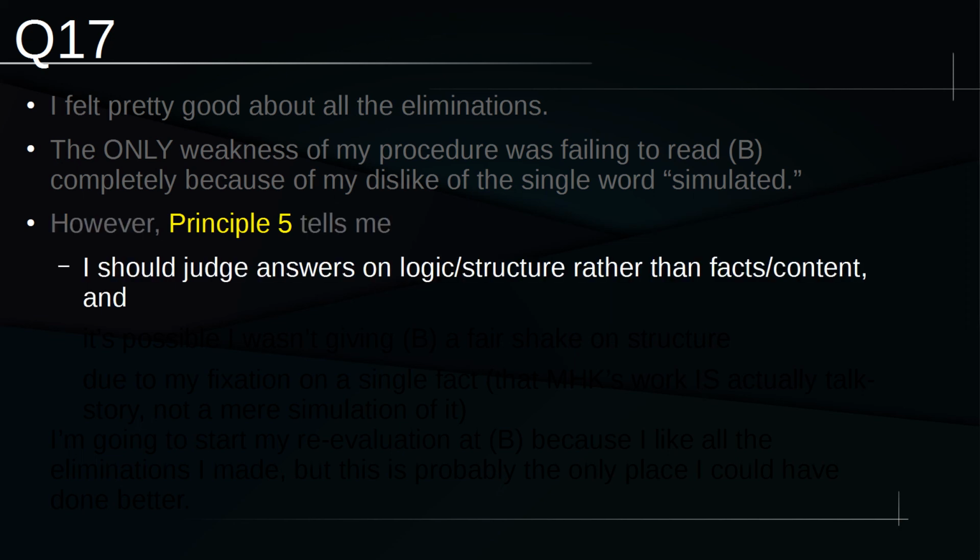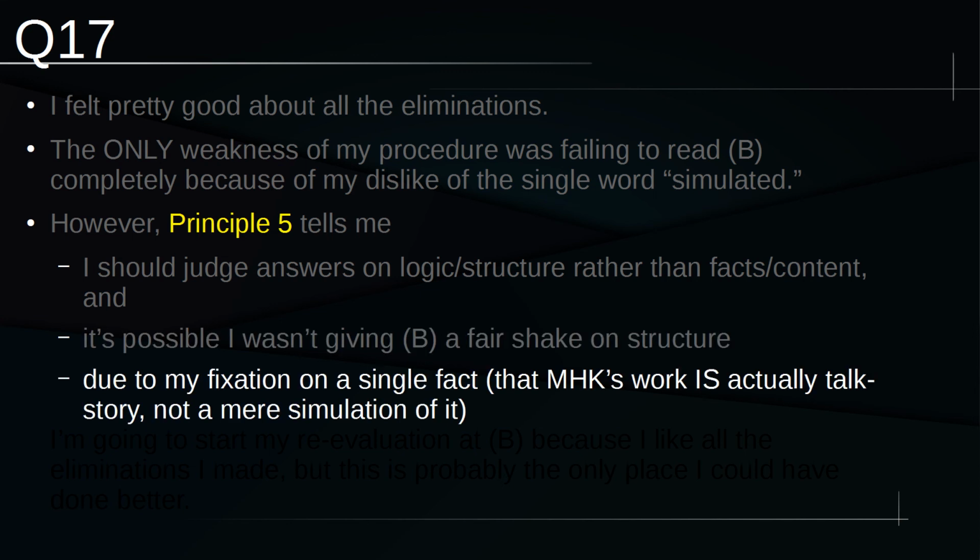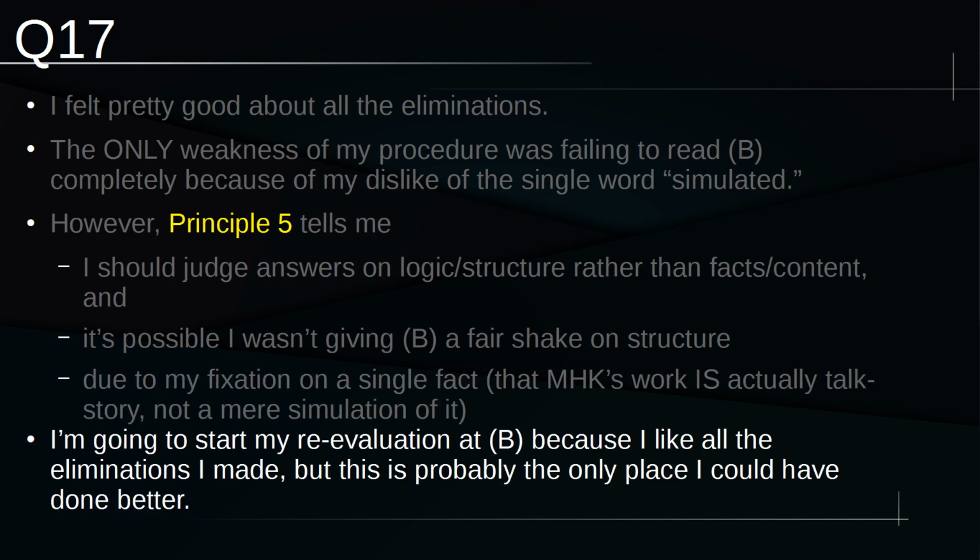Principle 5, of course, encourages me to judge answers on logic and structure rather than facts and content. And based on what I'm seeing here of my process, it's possible that I wasn't giving B a fair shake on the structure and logic, really due to my fixation on a single fact: that MHK's work is actually talk story, not a mere simulation of it. It's possible that because that made me not read the answer completely, I may have missed something there. So instead of just going through all 5 starting with A, I'm going to start my reevaluation at B, because I like all the eliminations I made as a general rule, but this is probably the only place I could have done better or potentially messed up.